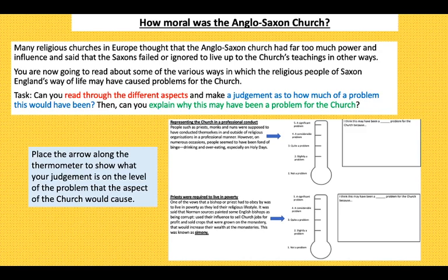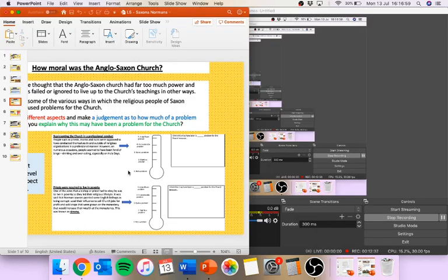So read through the different aspects and make a judgment as to how much of a problem this would have been. And then you can explain why this might have been a problem for the church. So I'm just going to demonstrate what I would do in this instance. You would place the arrow that's on your worksheet along the thermometer to show what your judgment is on the level of the problem that the aspect of the church would cause. So I'll just show you here.